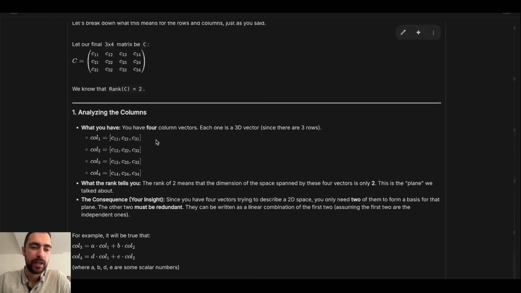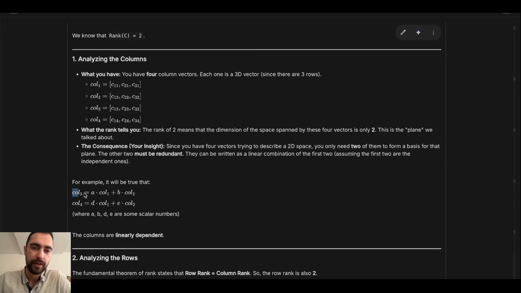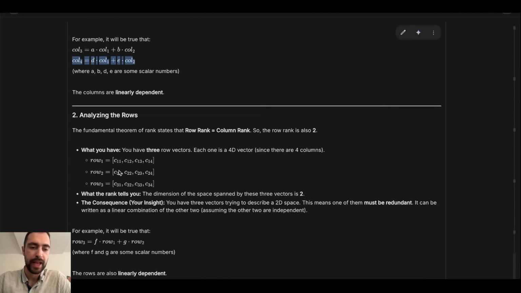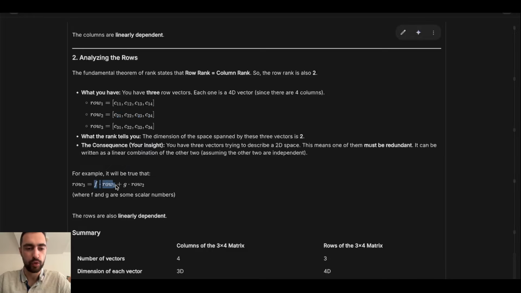So we can have column 1 and column 2 independent, and then column 3 being some number times column 1 plus some number times column 2. And column 4 can also be linearly dependent on these two other columns. And for rows, because the rank is 2, the rank for rows and the rank for columns is the same, always the same. So the third row will be linearly dependent, some number times row 1 plus some number times row 2.